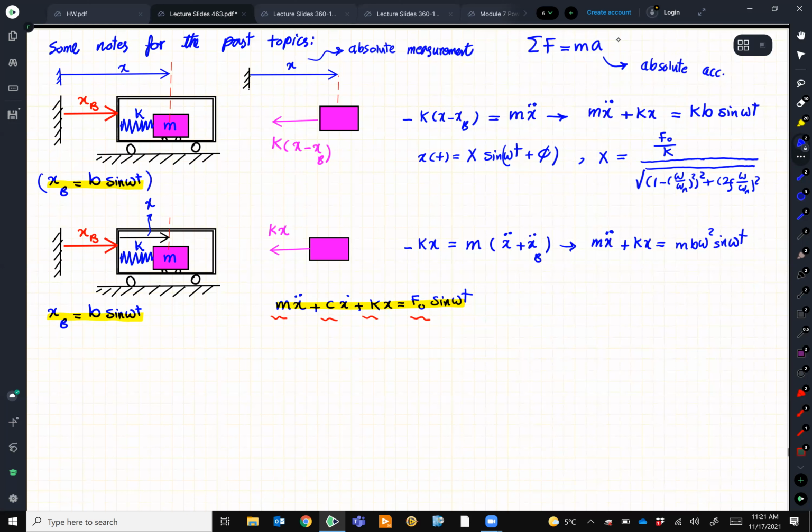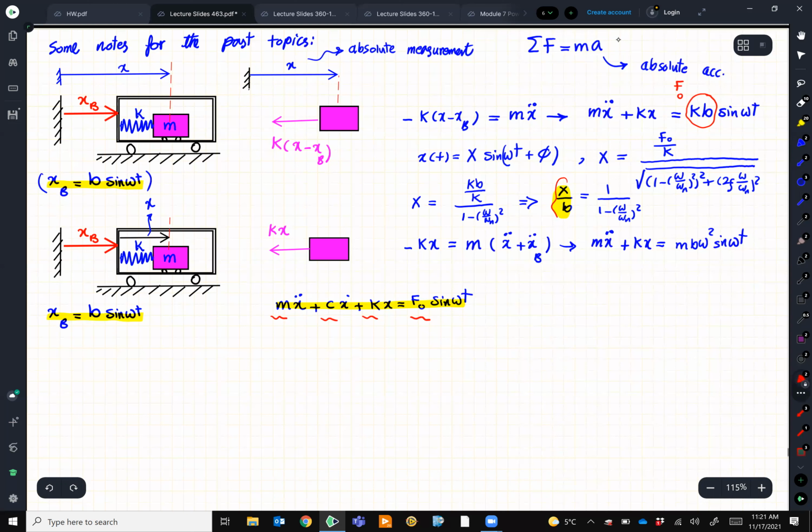In this scenario, because I don't have damping, I will end up with F0. This is my F0, so I will end up with kB divided by k, 1 minus omega over omega n squared, which gives me X over B equal to, and this is what we call M, the magnification factor.